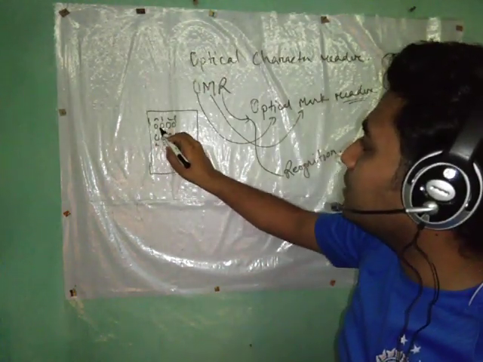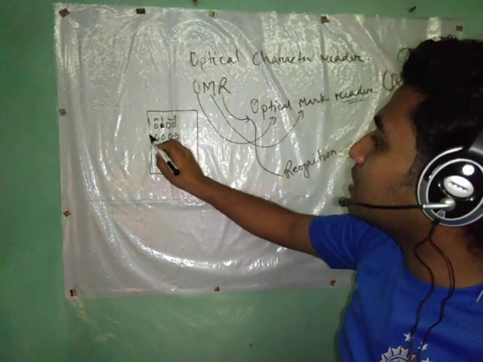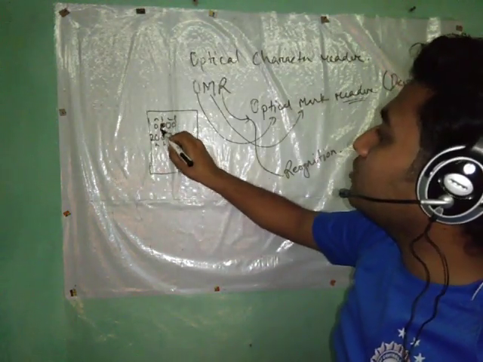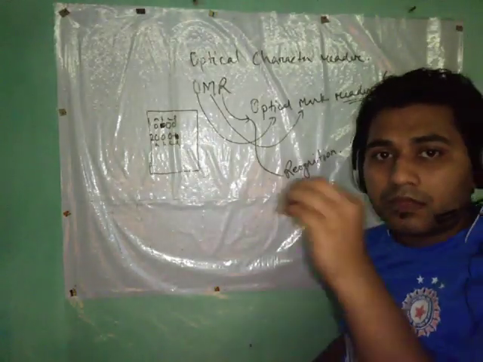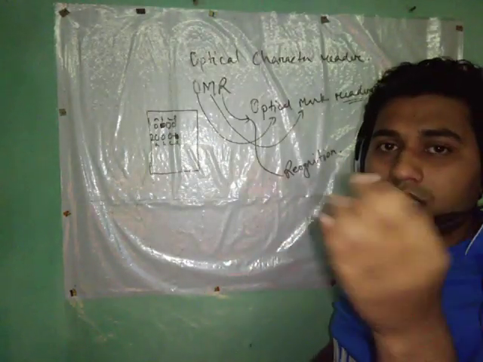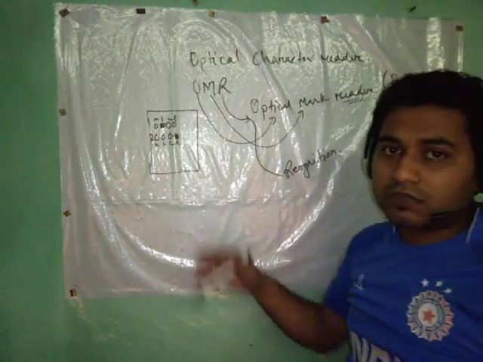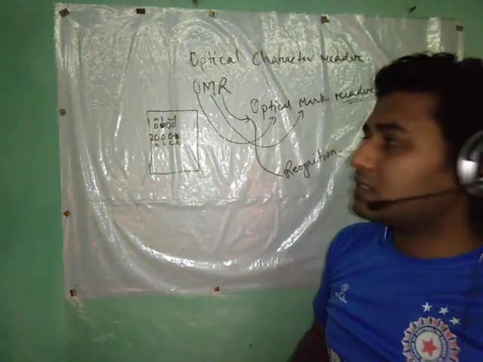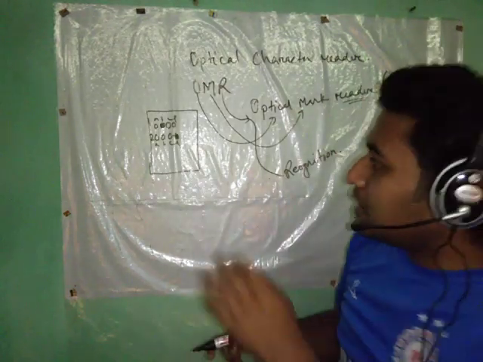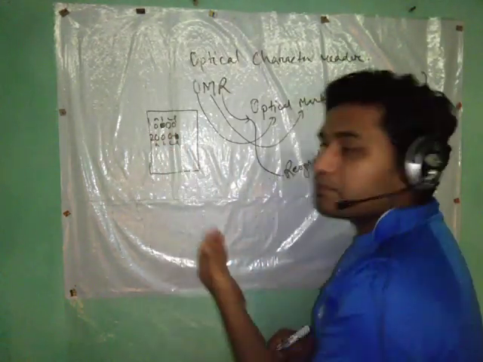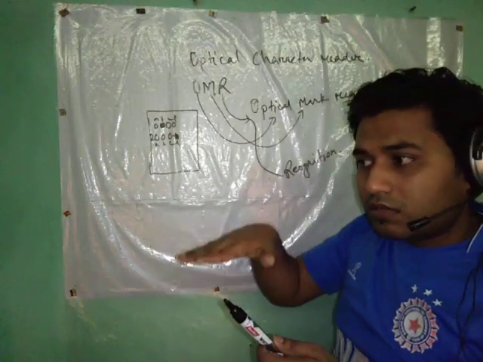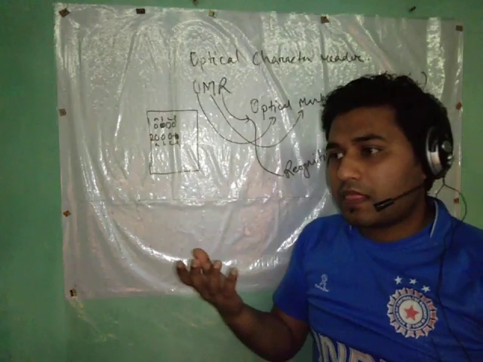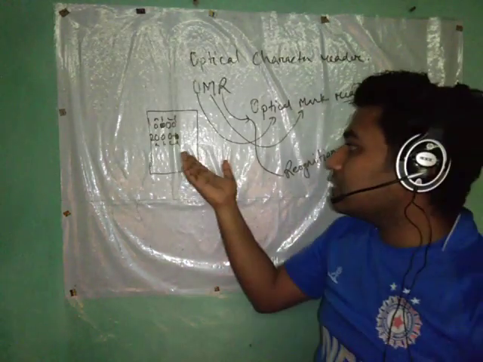For question number one you got answer B, for question number two you got answer D. Okay, now you will fill that circle of that particular sheet using a pencil or a black color pen. Then this sheet will be inserted into a scanner, and it will be scanned with the help of the scanner.